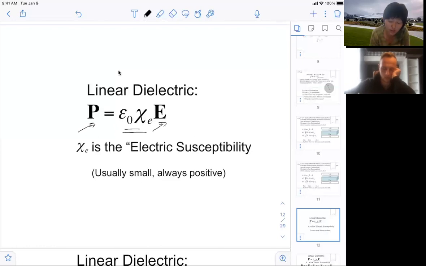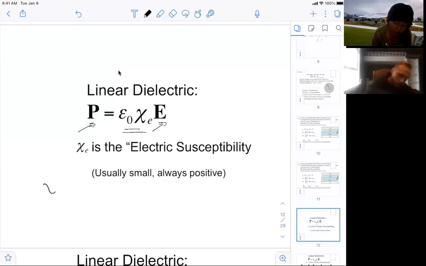They have some constants right here. Okay, so we call these linear dielectrics. If the material obeys these features, P is epsilon naught times chi E times the external E field E. Usually the electric susceptibility constant is very small and is always positive.